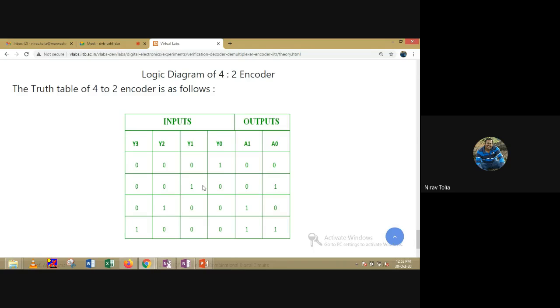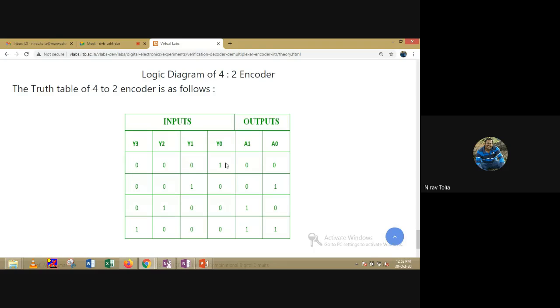Sorry. So in a decoder at a time only one output will be activated. The inputs are coming together. But in encoder at a time only one input will be activated. The output comes together.